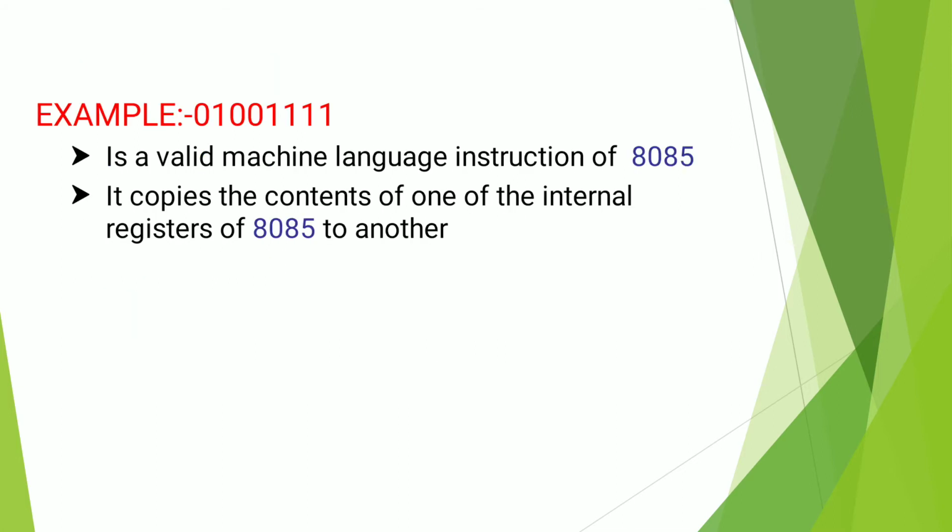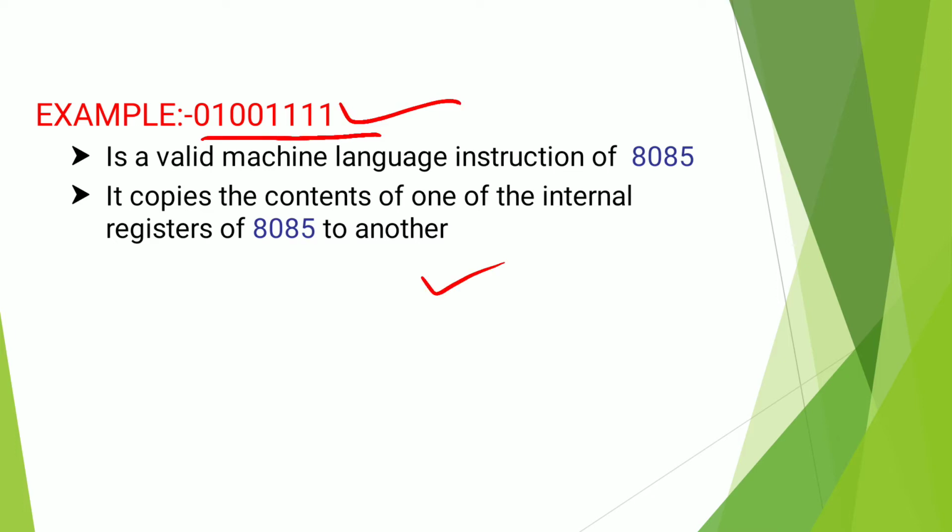Here I am considering an example of machine language, that is in zeros and ones form. 01001111. This is a valid machine language instruction of 8085 microprocessor. It copies the content of one of the internal registers of the 8085 microprocessor to another register.